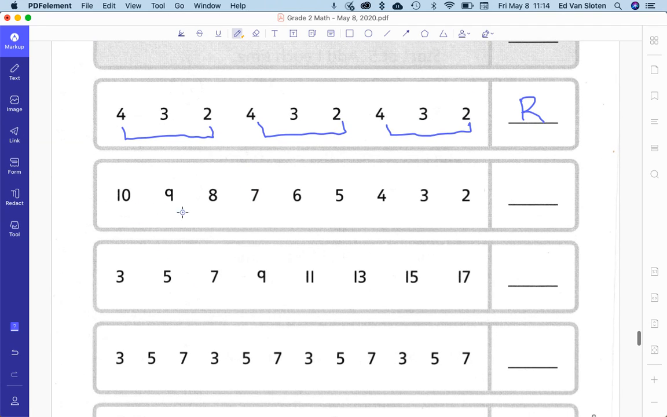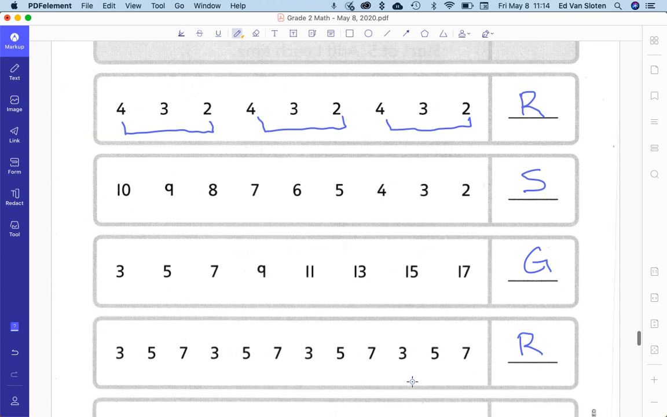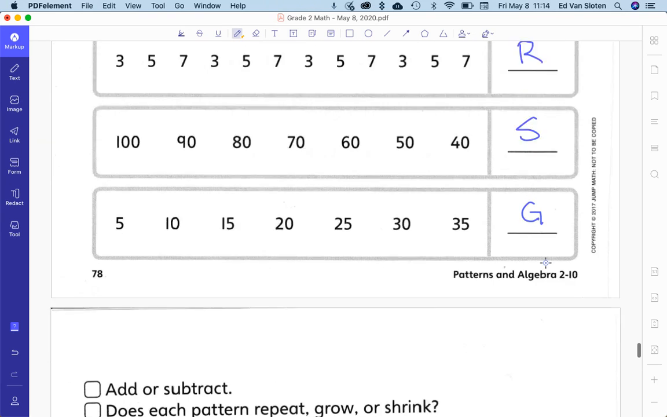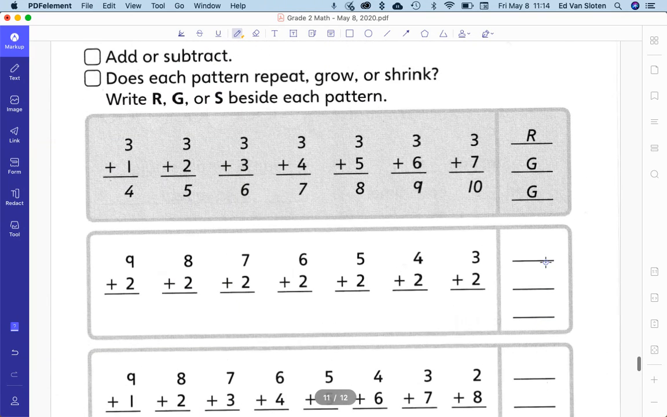Yeah. Oh, come on. 10, 9, 8. That's shrinking. 3, 5, it's growing. 3, 5, 7. 3, 5, 7. I am a robot. I repeat the pattern forever. Jeez. 90, 80, 70, 60. Shrink-a-rolla. 5, 10, 15, 20, 25, 30, 35. That is a growing pattern. Seriously?